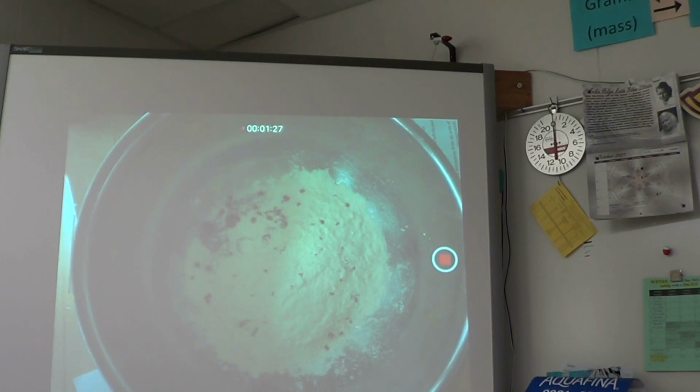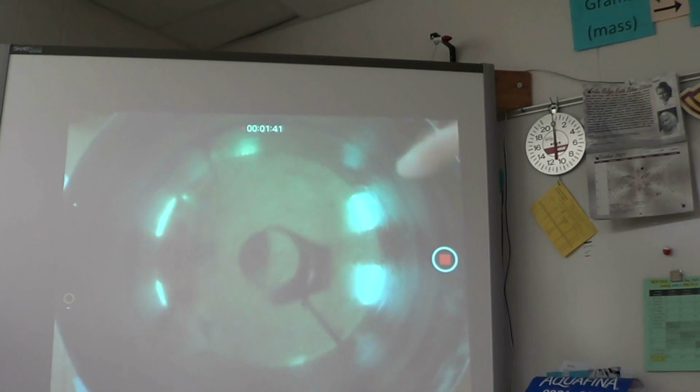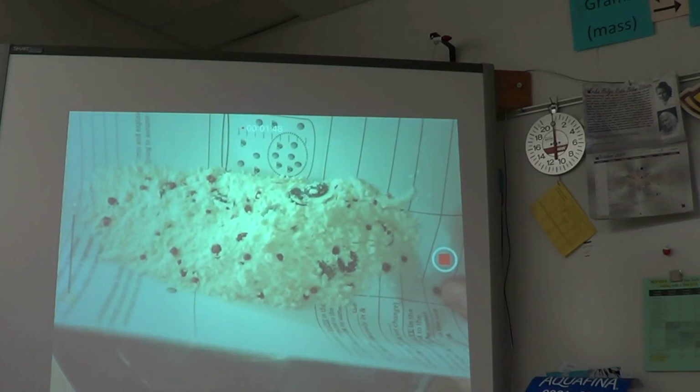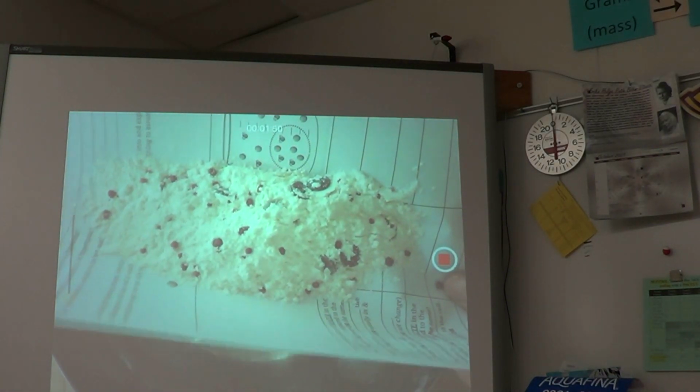And what went through? Everything. So is that permeable or impermeable? Permeable, right? If I had something that was, say, like this paper, that is impermeable, right? So that's impermeable.